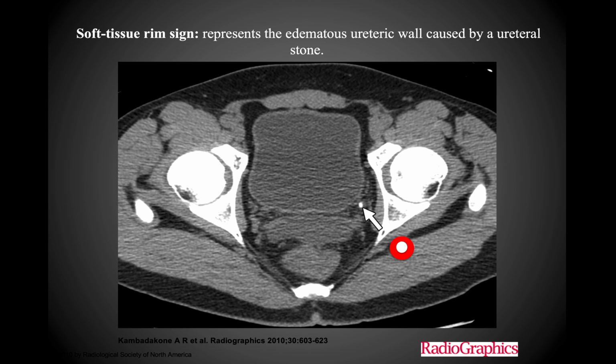And this is an example of what we call a soft tissue rim sign. So this is actually a ureteric stone or a kidney stone. And what the comic here is trying to represent is the fact that you frequently will get this enhancing wall or edematous ureteric wall as a result of a kidney stone being stuck in the ureter.